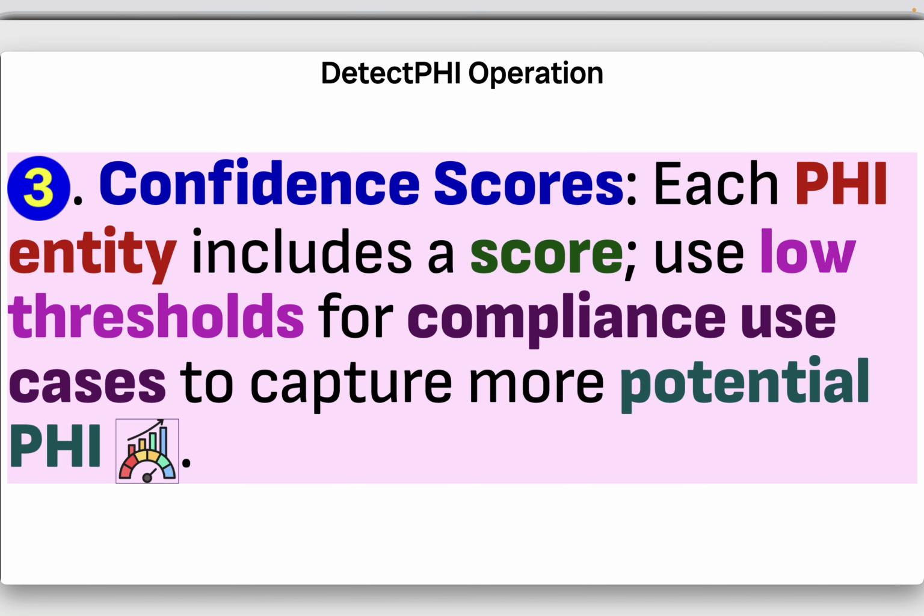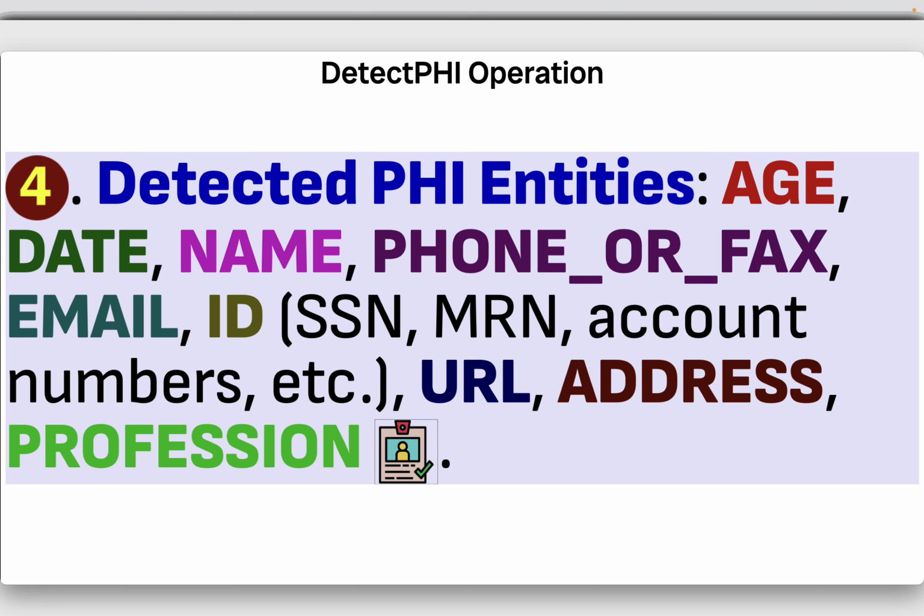Then confidence scores. Every PHI related entity detected comes with a confidence score. It is recommended to evaluate these scores and choose an appropriate threshold for your use case. For compliance scenarios, using a low confidence threshold can help capture more potential PHI instances, especially when the actual values of the detected entities are not being used directly.